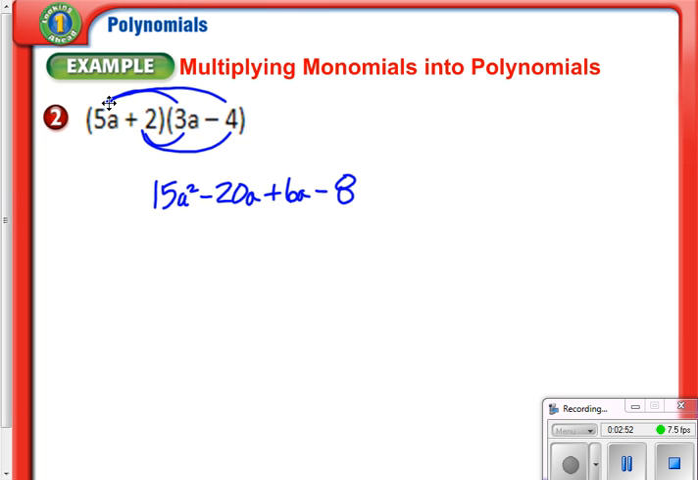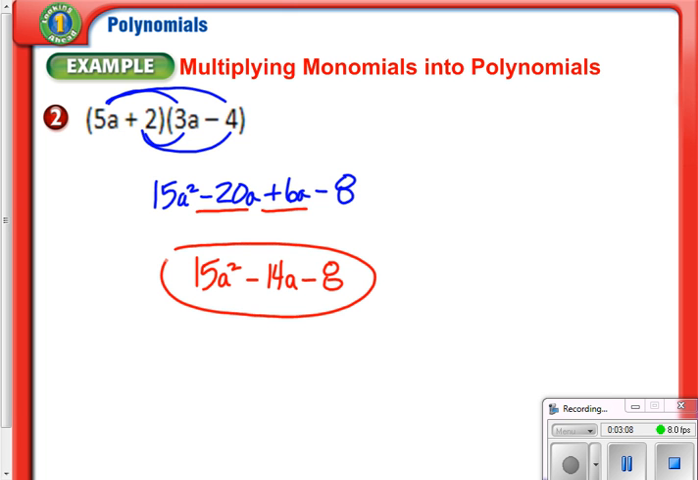Go ahead, combine the like terms where we can combine like terms. That would be the a's. So I'm going to start out with 15a squared. Negative 20a plus 6a is negative 14a minus 8. Here's our answer for number 2.